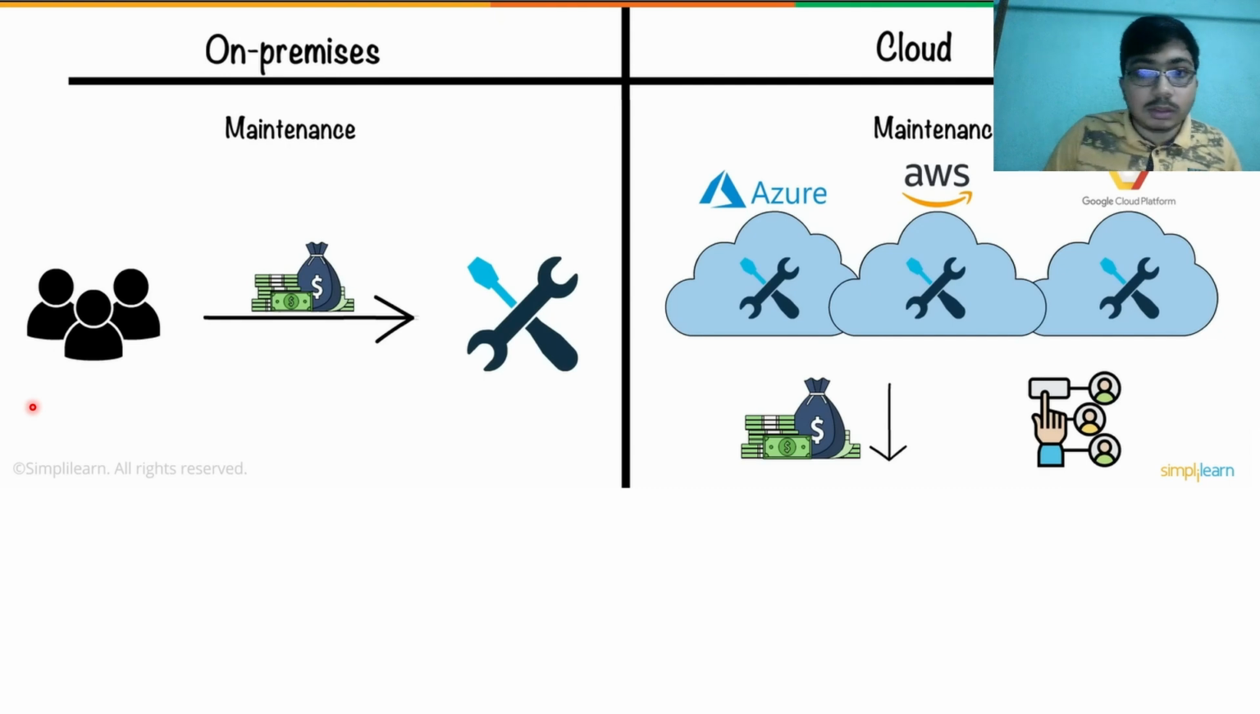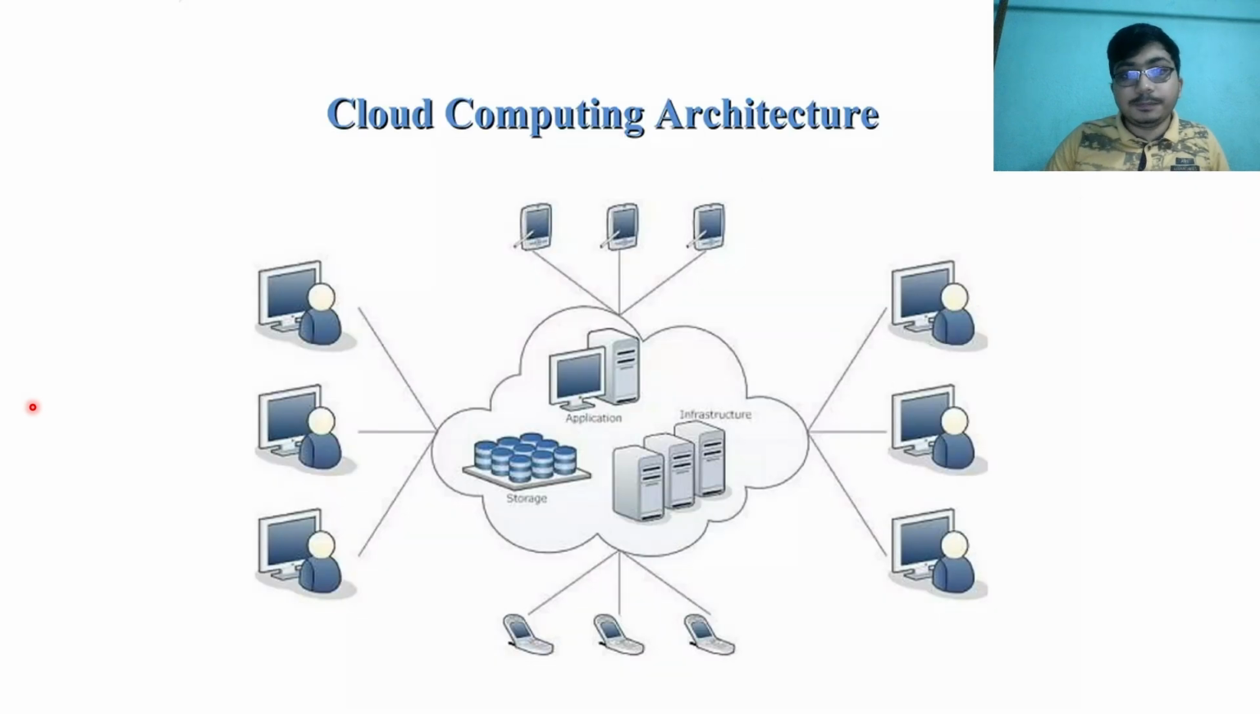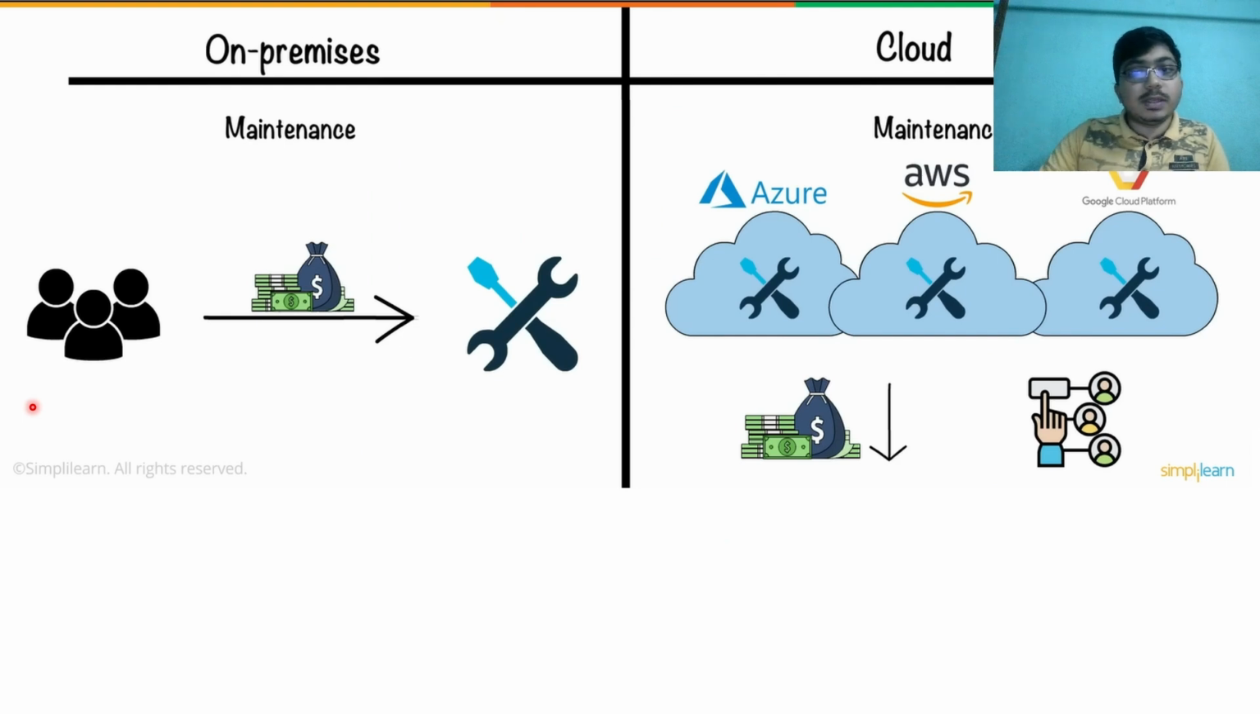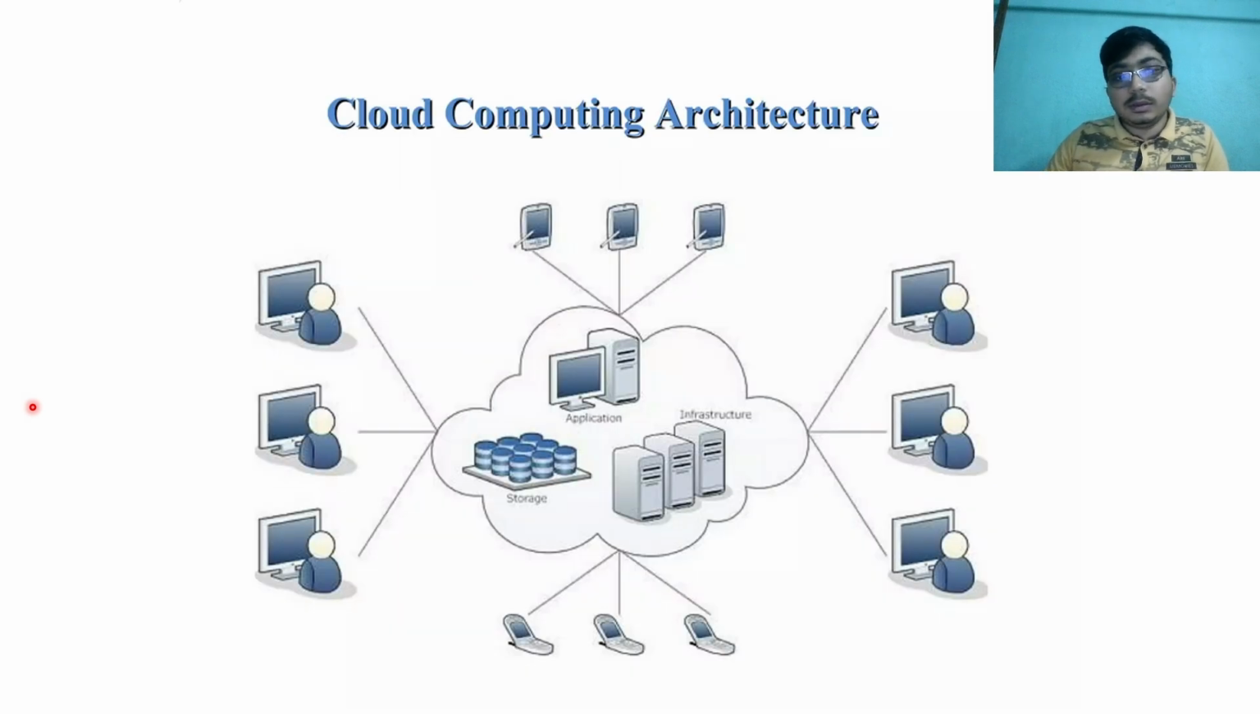But in case of cloud, the cloud provider takes care of all of this, and you don't need to worry about anything. Everything is taken care of. So let's understand the cloud computing architecture here. There are multiple users that access the server of your cloud service provider. That is, if you let's say bought servers from AWS, all of your users will connect to those AWS servers and get all that data.